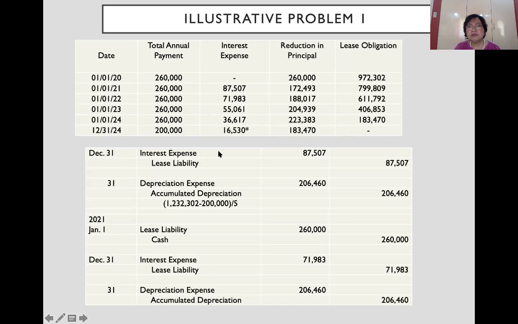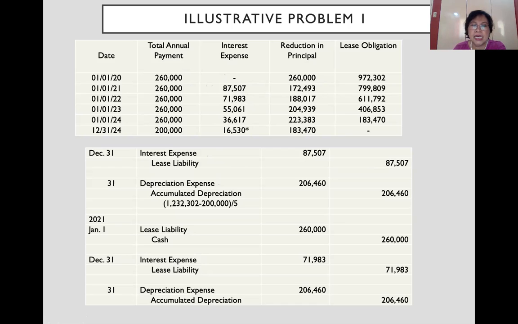Okay, therefore, on December 31 of 2020, even if this payment is to be made on January 1, 2021, if we are to prepare our financial statements, of course, at year end, assuming that the company uses the calendar year, which is actually stated already in the problem, then we have to accrue interest from January 1 to December 31. Although in your amortization table, this is just application of payment, this interest will have to be accrued at year end. Therefore, your entry there is to debit interest expense, 87,507, credit lease liability, 87,507.